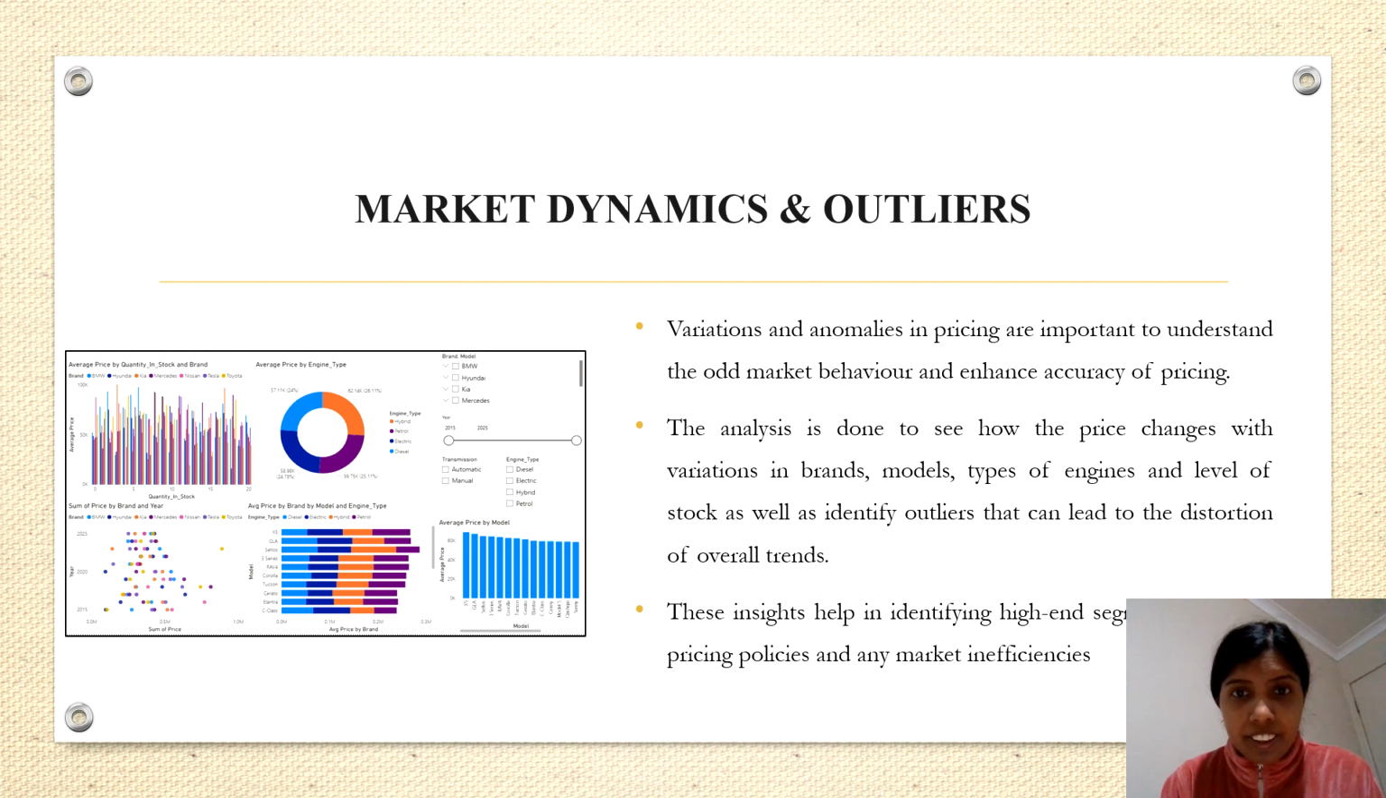Variations and anomalies in pricing are important to understand odd market behavior and enhance accuracy of pricing. The analysis is done to see how the price changes with variations in brand, models, type of engines, and level of stock, as well as to identify outliers that can lead to the distortion of overall trends. These insights help in identifying high-end segments.